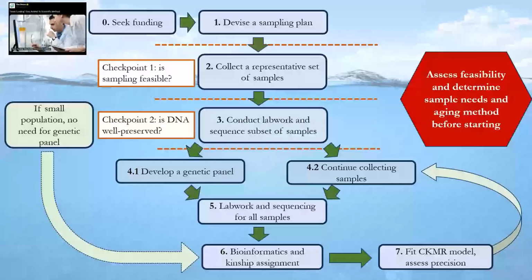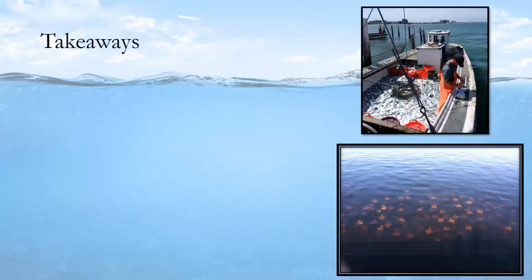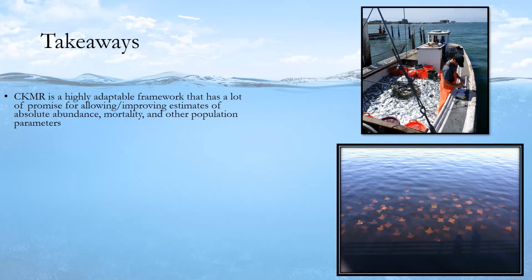So over the last 45 or 50 minutes, we have covered a lot of ground. And so I want to leave you with a few of the major takeaways here. And the first takeaway is that CKMR is a highly adaptable framework, and it does have a lot of promise for improving estimates of abundance, mortality, and other parameters. But it is very important to spend time designing the project and to make sure that we have the appropriate expertise to carry out the project.